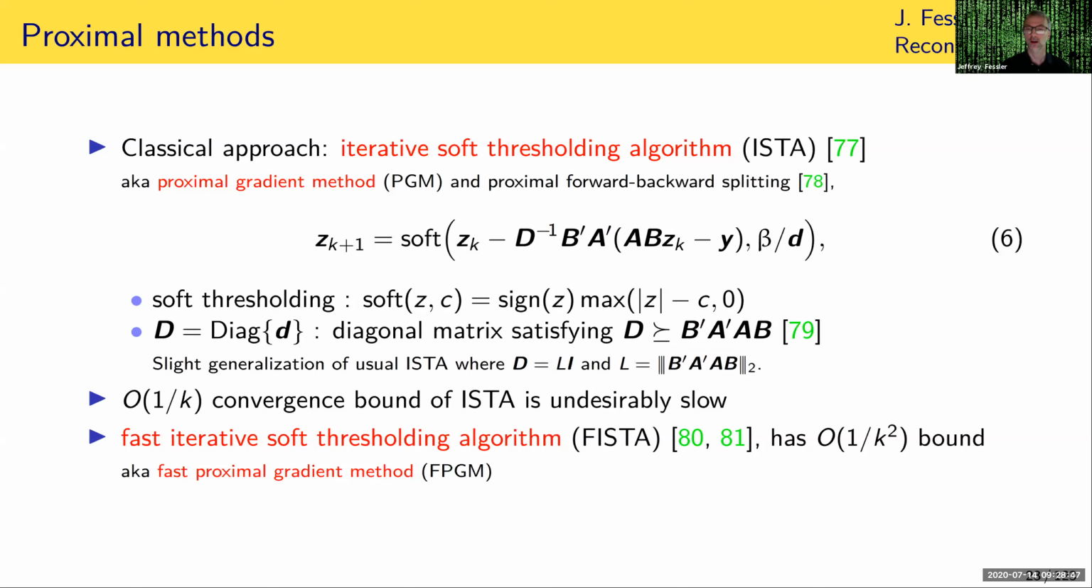And that doesn't require computing any spectral norms. So that's the version that I tend to use. Unfortunately, this algorithm, as simple as it is, has an order 1 over k convergence rate, where k is the number of iterations, which is annoyingly slow. And that's why people tend to use FISTA instead, because it has an order 1 over k squared bound, which is a huge improvement. This is also known as the fast proximal gradient method.